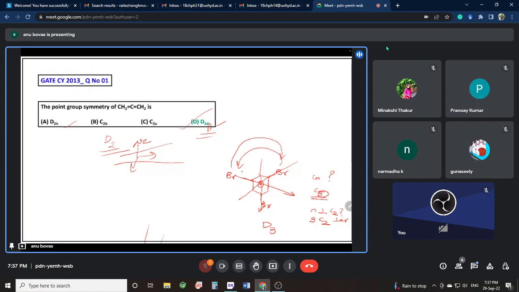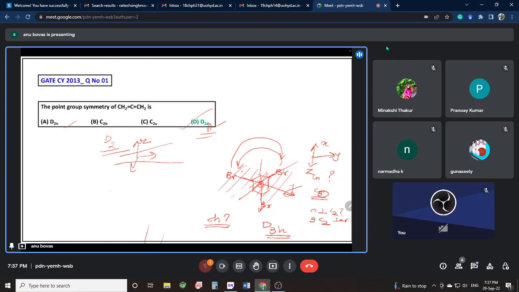The first question we have to ask is whether σh is present or not. The principal axis is along the x-axis, so we have to find out whether any plane is present along y or z. Yes, it is present. If we cut the molecule along the y-axis, it is an indistinguishable configuration and we have σh. So the point group will be D3h.